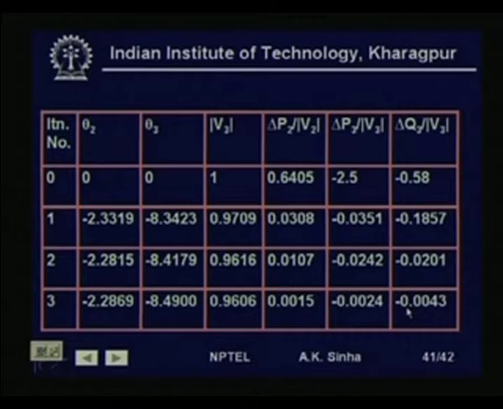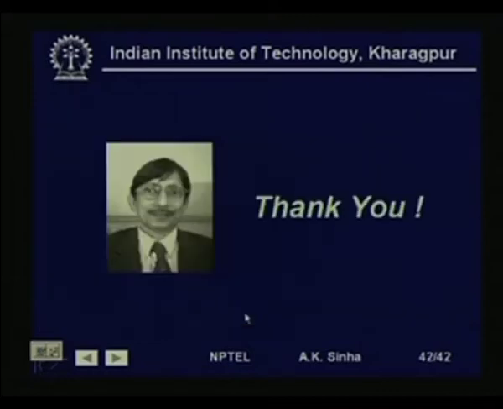Here we find that the mismatches have reduced considerably, and since we have used our tolerance value to be of the order of 0.005, these have converged. So, these are the final values of theta 2, theta 3 and V 3.